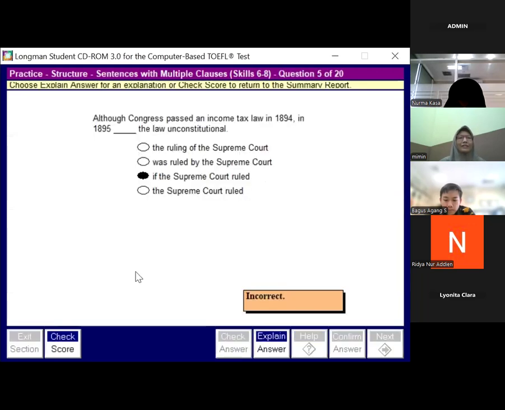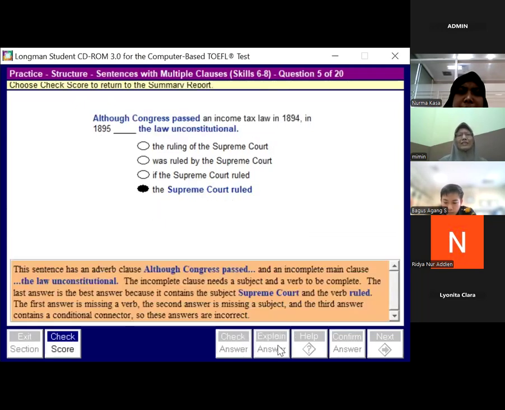Why is this incorrect? Although we already have the connector, although. So if you put if, you have double connectors. So it should be: although the Congress subject passed on, past is verb. The next should be this. Okay, you don't need another connector.